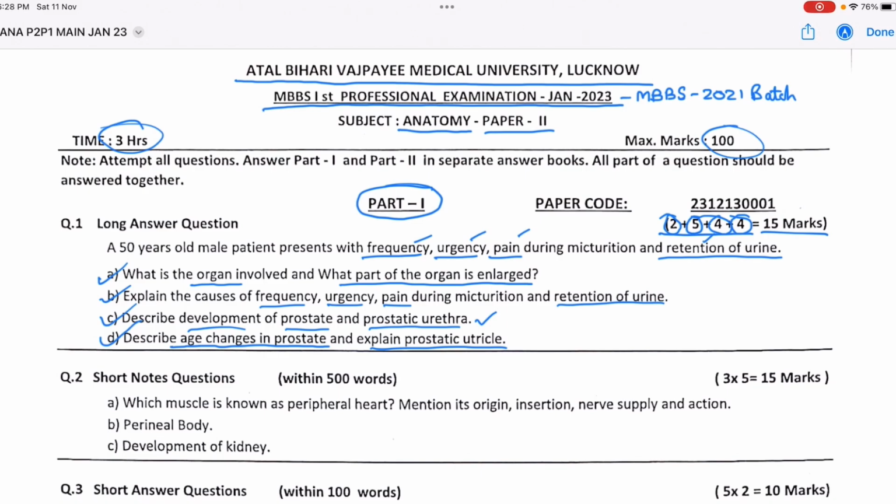So that means it's a remnant of the conjoined paramesonephric duct, called the Mullerian duct. So in females, you know that the two Mullerian ducts, the paramesonephric ducts, come and align in the midline and join to form the uterus and the upper one third of the vagina. However, the cranial portion which does not fuse forms the fallopian tubes.